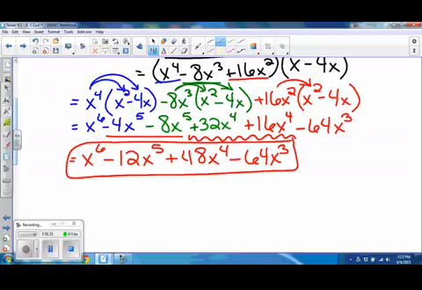So, yes, this was a long problem. But all it is is distributing. You just have to take your time and distribute. Take the first two, multiply them together, get that answer, and then multiply it times the third one. Any questions?